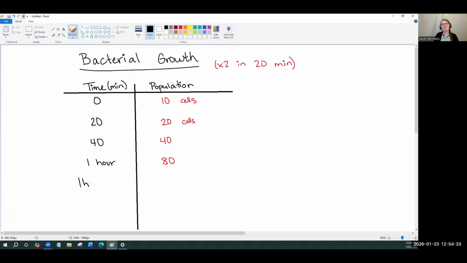Then we go to the 1 hour and 20 minutes, double 80. We have now 160 cells. Still seems not too bad, right? We get to 1 hour, 40 minutes, double that again. Now have 320 cells, and this is where it starts to get crazy. We hit now the 2 hour mark, and we have 640 cells. In 20 minutes, we'll have over 1,000 cells, and by the 4 hour mark, we have 1 million.